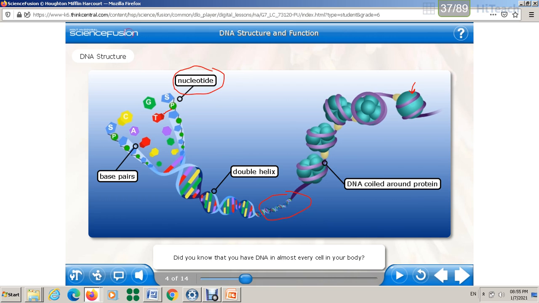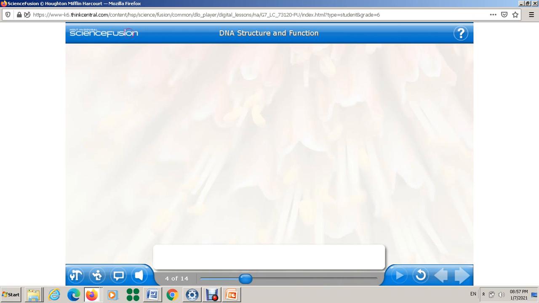You remember when we talked about nucleic acids, the building block of it is a nucleotide. So what is the nucleotide? A nucleotide is made up of a sugar, a phosphate group, and a nitrogenous base. Okay, let's listen carefully to this.